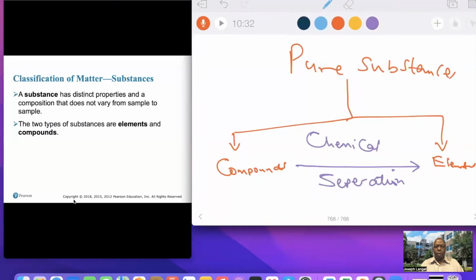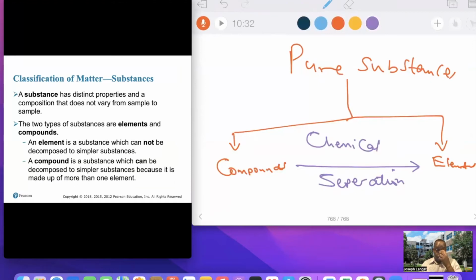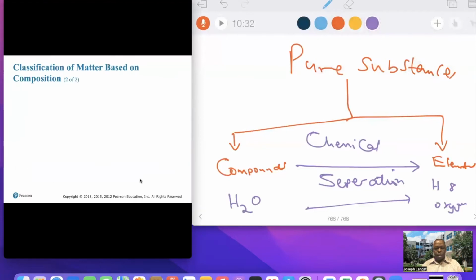For example, H2O, we can separate oxygen from hydrogen by passing electric current in a process called electrolysis, all right? So elements cannot be broken down, they cannot be decomposed into simpler substances. However, compounds can be decomposed into simpler substances by chemical means. Here is an example of H2O. We can separate that into hydrogen and oxygen. So please read more on that.